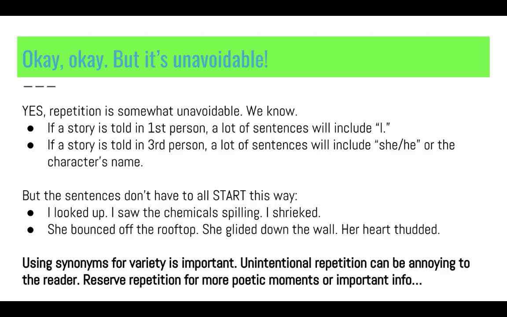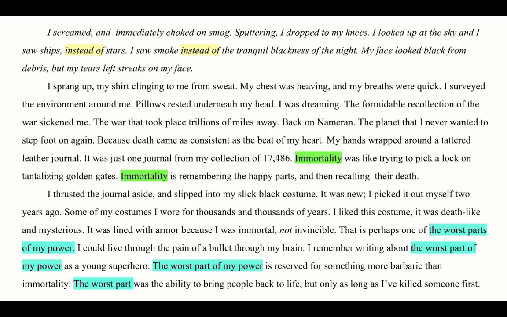I looked up. I saw the chemicals spilling. I shrieked. Or she bounced off the rooftop. She glided down the wall. Her heart thudded. Okay, yeah, you're going to have I a lot, but you can still start your sentences differently. Unintentional repetition like that can be very annoying for the reader, and you want to reserve repetition for more poetic moments or for emphasis. Here's an example. This example is 7th grade writing.